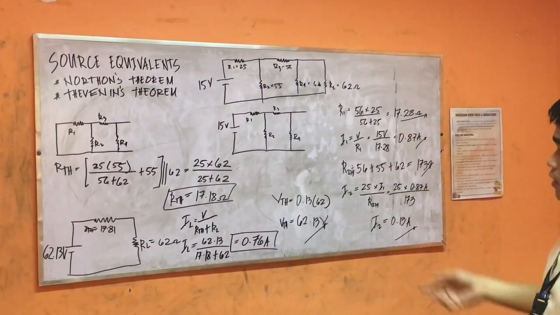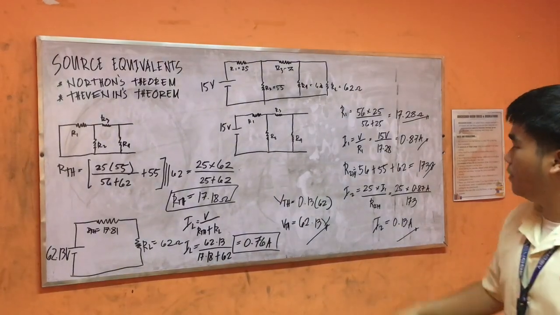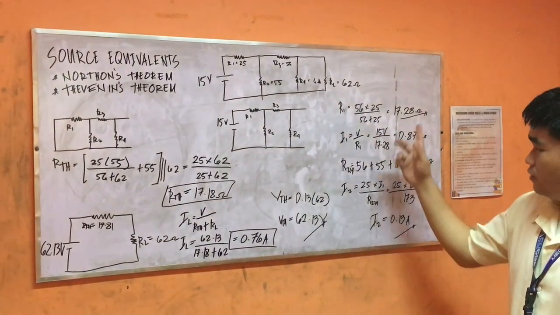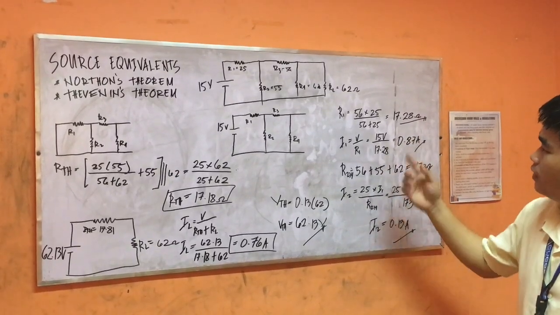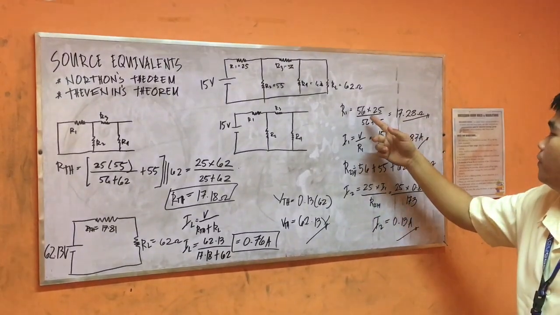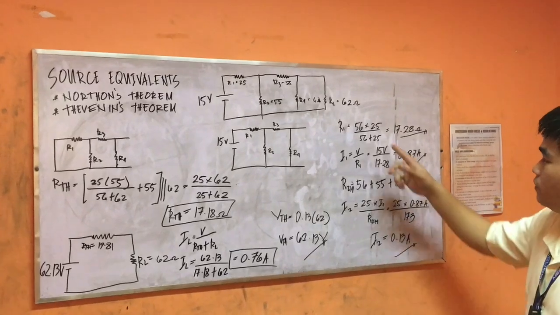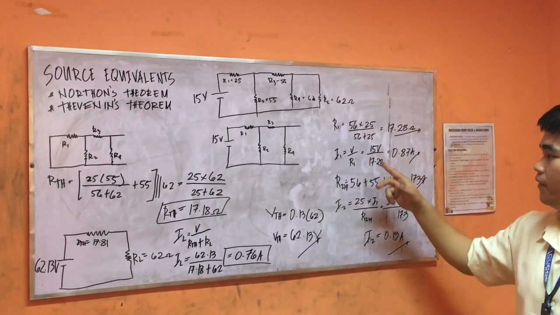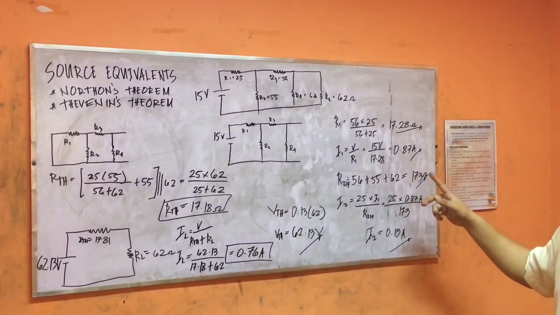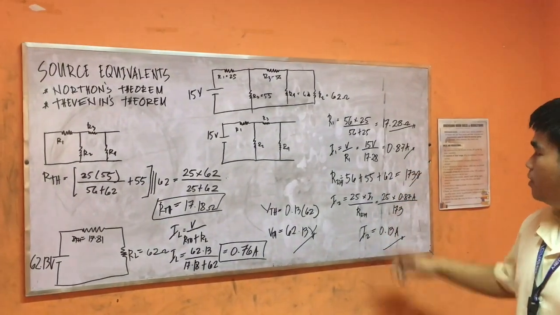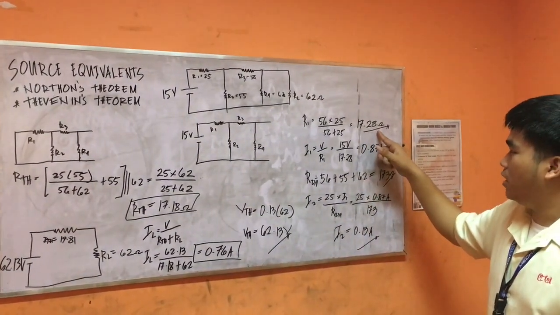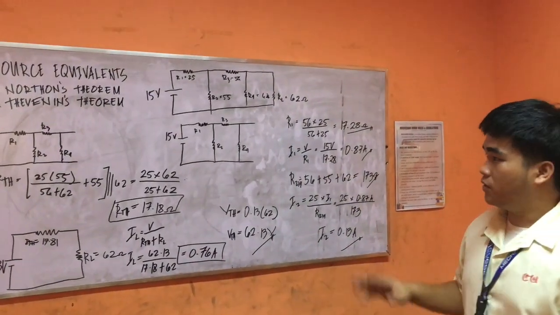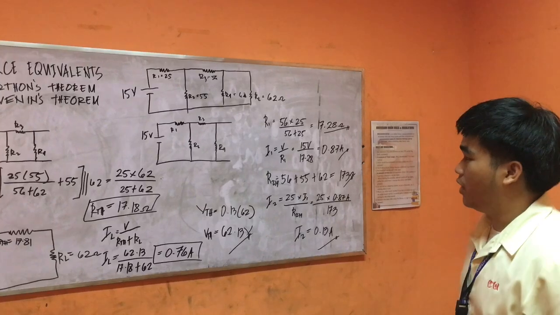So to calculate the R1, we have this formula. Substitute the given. We have R3 and our R1. So 56 times 25 over 56 plus 25 ohms is equal to 17.28 ohms in R1. So next we have to calculate the I1, the current.